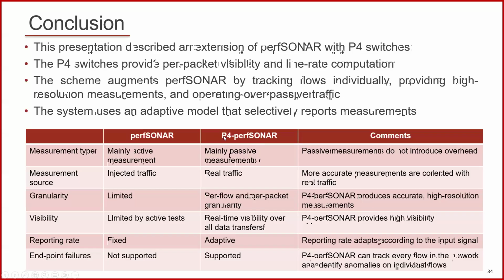Moving to the conclusion, in this presentation, we described an extension of perfSONAR using P4 switches. The P4 switch provides per packet visibility and line rate computation. The scheme augments perfSONAR by tracking flows individually, providing high resolution measurements, and operating over passive traffic. And finally, the system uses an adaptive mode that selectively reports the measurements to reduce the overhead on the perfSONAR archiver.